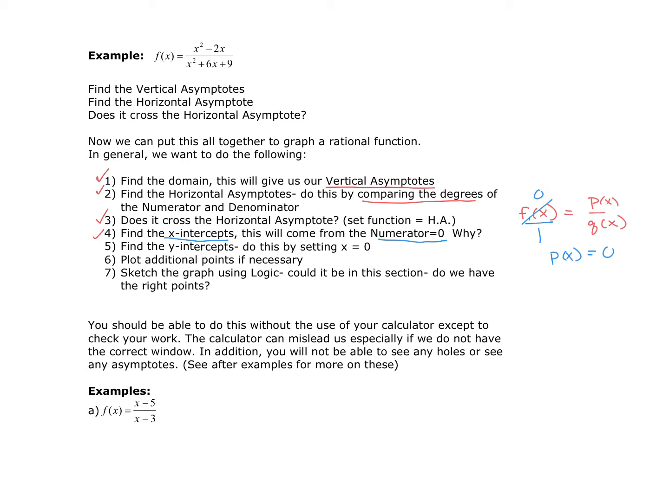Then we're going to find our y-intercepts. That comes from setting x equal to 0. And then we'll plot any additional points if we think we need them. And then we'll sketch the graph using logic. We'll ask ourselves, could it be in this section? Do we have the right points? Or if not, where does the graph need to be? So we're going to do that, and you should be able to do these 7 steps without a calculator.